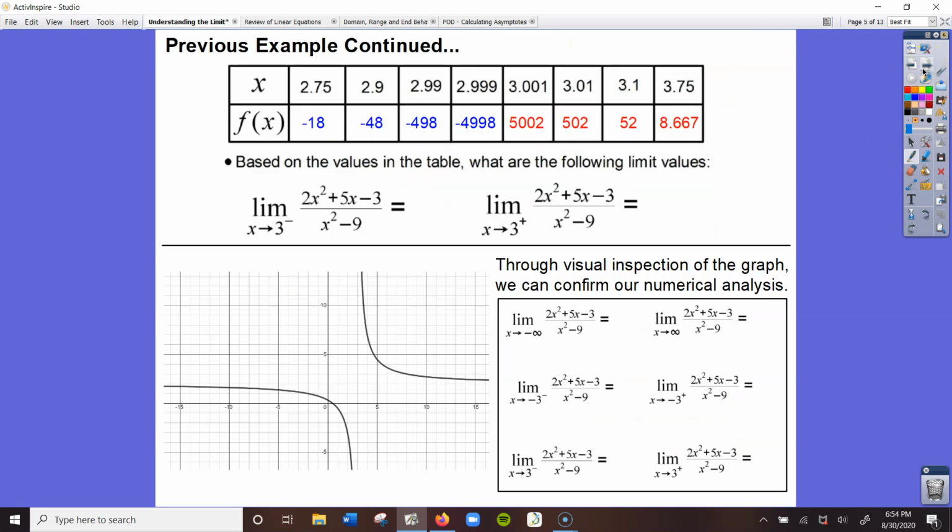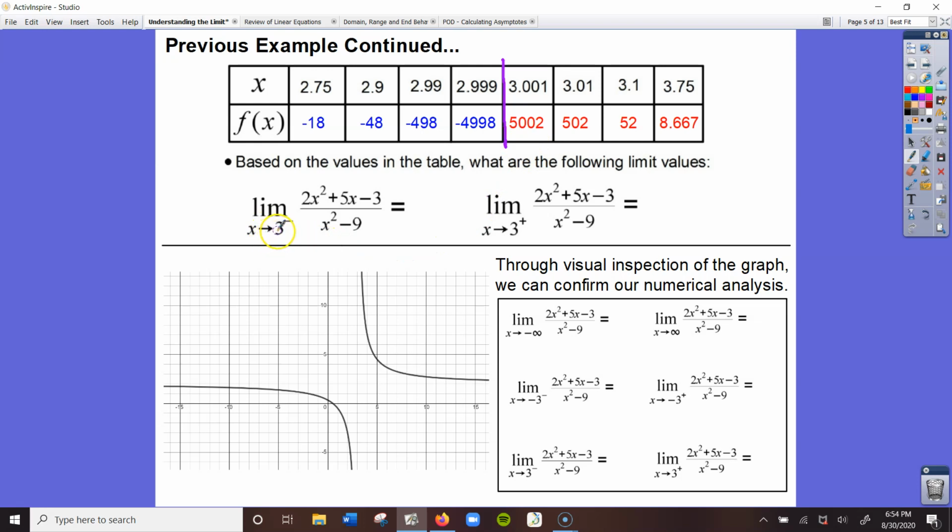Let's examine one more chart, and it's the same function that we're working with. We have these particular x values, and we're going to determine these limits as x is approaching 3 from both the left and the right. So we'll notice here on the chart that we have 2.999 and 3.001. So 3 is right here in between.